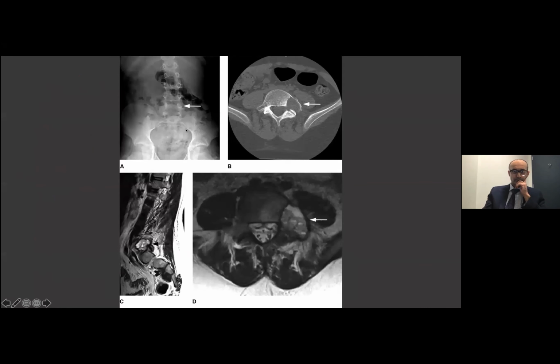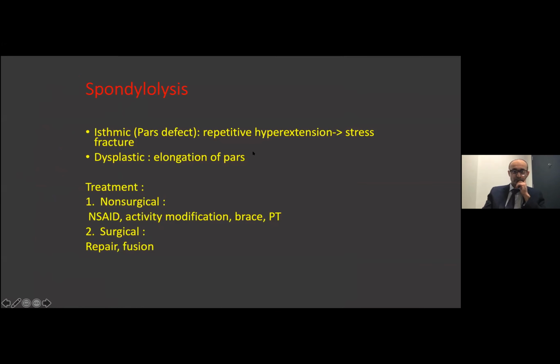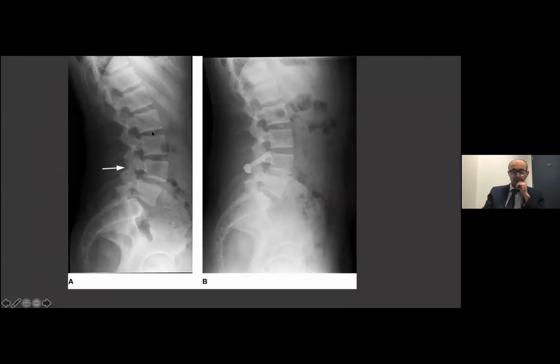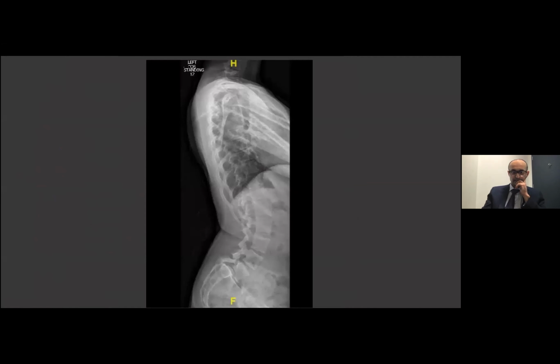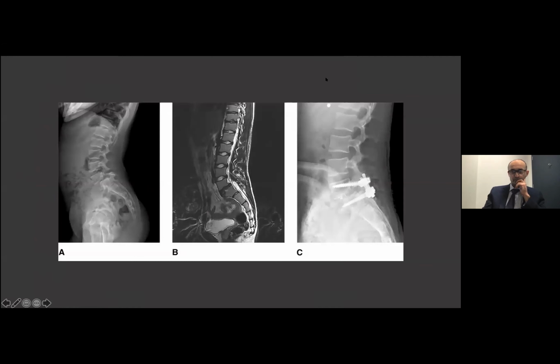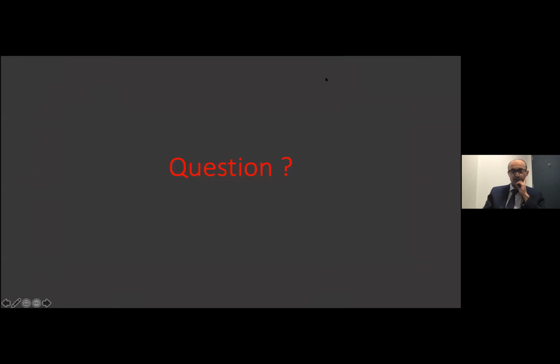It's an example of a tumor, which is hard to see on X-ray, but it can be pursued with CT and MRI scan. It's not malignant, but it still requires a spine surgery. Spondylolysis, which Reza touched base on, is a pars defect, and these are examples of pars defects which have been repaired or fused. Thank you very much.